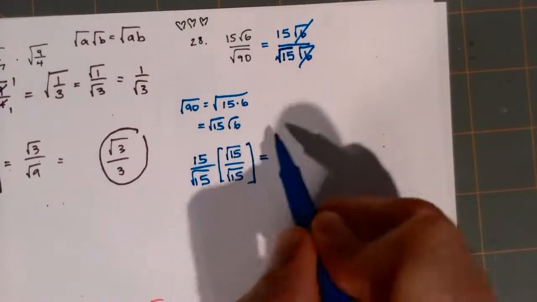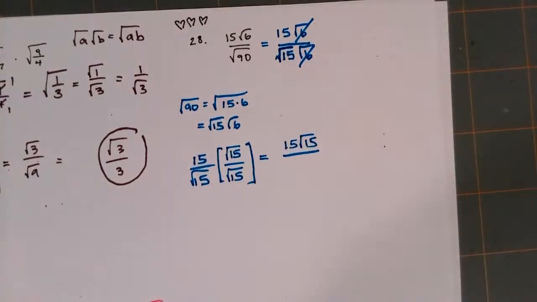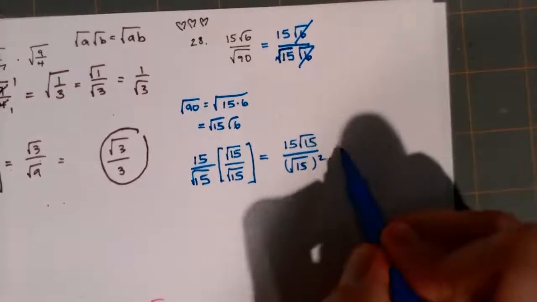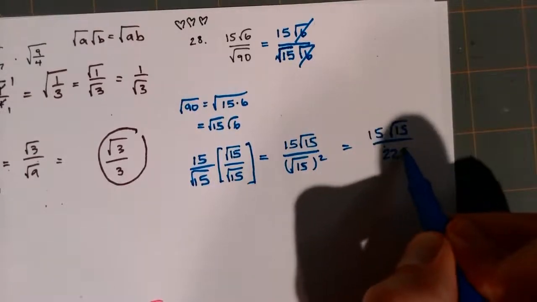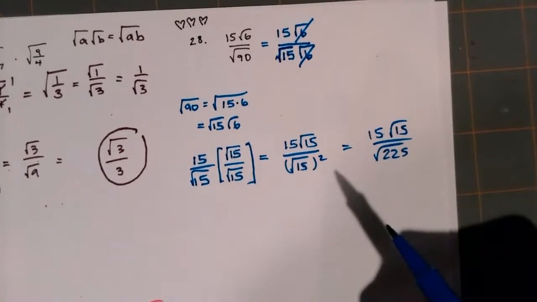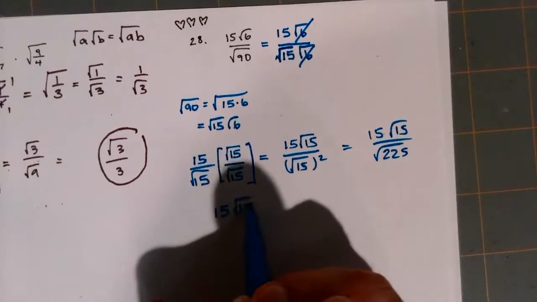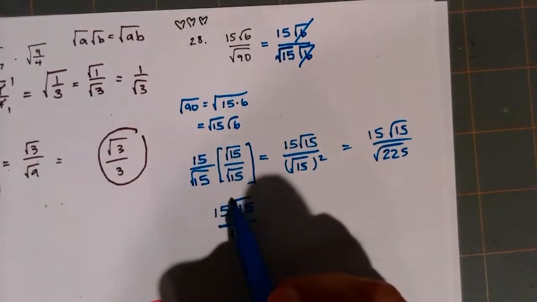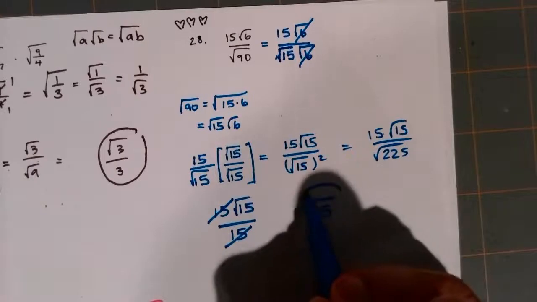And for my numerator, I get 15 root 15. And for my denominator, I get root 15 squared. If you care, it's 15 root 15 over, I think that's 225. Doesn't make a difference. I think this one's easier to look at, because that is a math trick for morons. So I get 15 root 15 over 15. This one cancels off of that, and my answer to this whole problem is root 15.